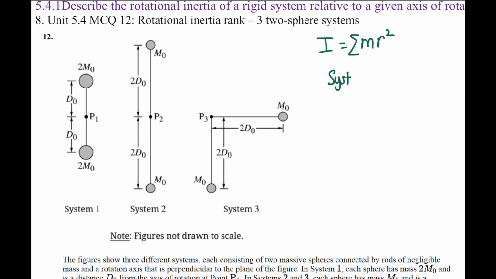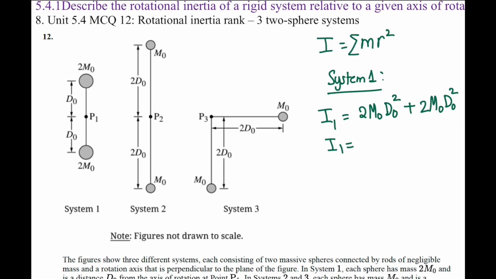So for system 1, we have got two masses and they both are at a distance of d0 from the axis of rotation. So I for the first system will be 2m0, which is the mass of one of the spheres, multiplied by d0 square. So we got the rotational inertia for one sphere. We have to repeat it because there are two of them, with the same rotational inertia because they have the same mass and the same distance. So this will be 4m0 d0 square. That's for system 1.